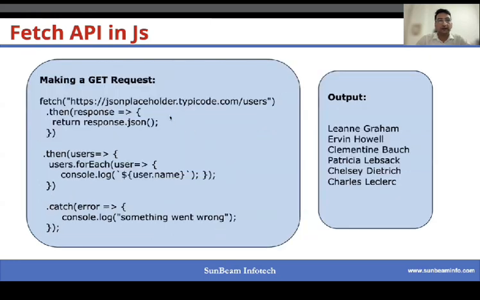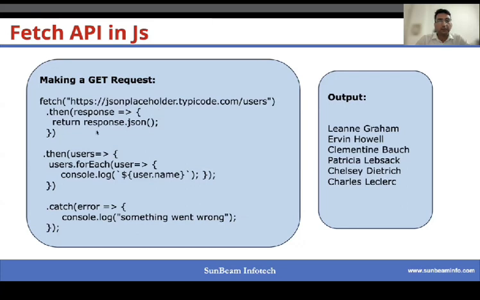Now let's see how to make a GET request using the Fetch API. Let's consider an example where we fetch users data from a public API. We start by calling the fetch function, which initiates a GET request to the URL. This returns a promise that resolves to a response object.